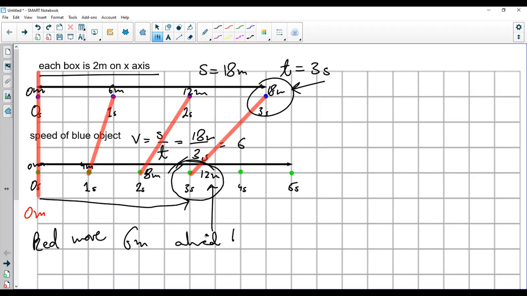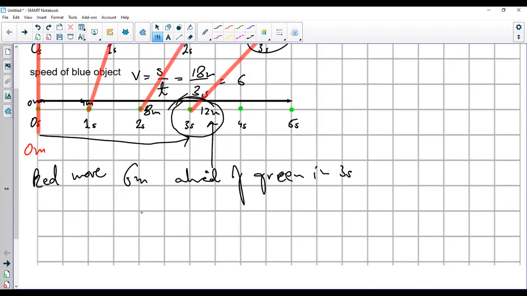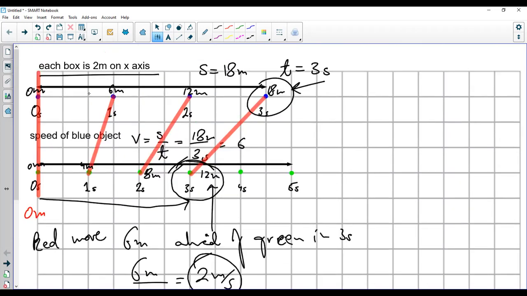Red moves 6 meters ahead of green. In how much time? In 3 seconds. So what's the relative speed of the red? So 6 meter over 3 seconds. So red is moving 2 meter ahead every second. And you can see that every 1 second, red is moving 1 box ahead. So that's one, here the 2, and here the 3 boxes. Got it? So that's the relative speed.